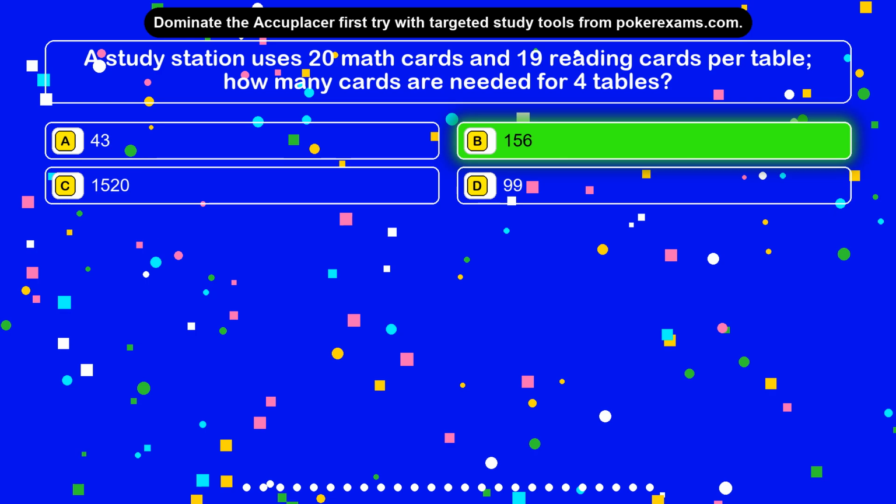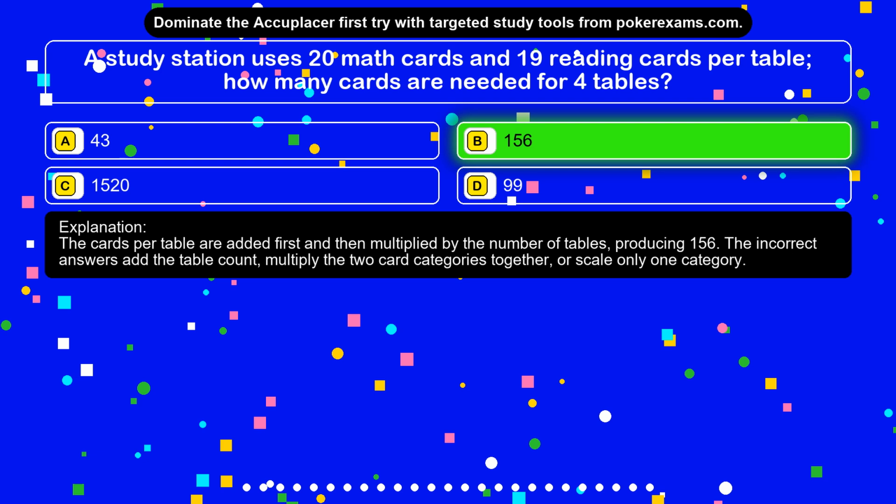The correct answer is option B, 156. The cards per table are added first and then multiplied by the number of tables, producing 156. The incorrect answers add the table count, multiply the two card categories together, or scale only one category.